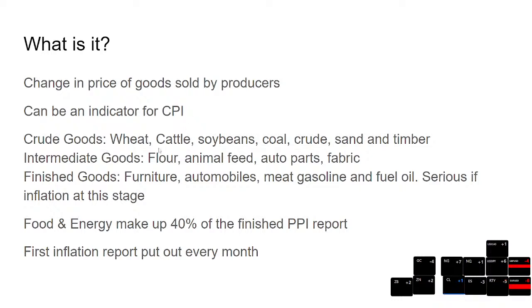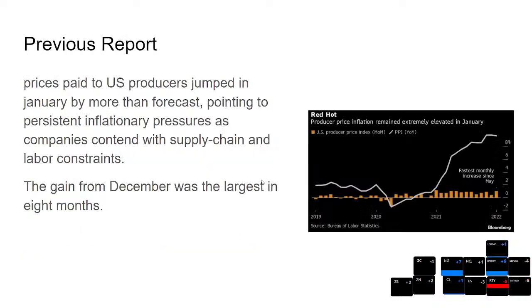Okay, so let's move on then. Previous report. We'd seen that prices paid to US producers jumped in January by more than forecasted, pointing to persistent inflationary pressures as companies contend with supply chain and labor constraints. And the gain from December was the largest in 8 months.